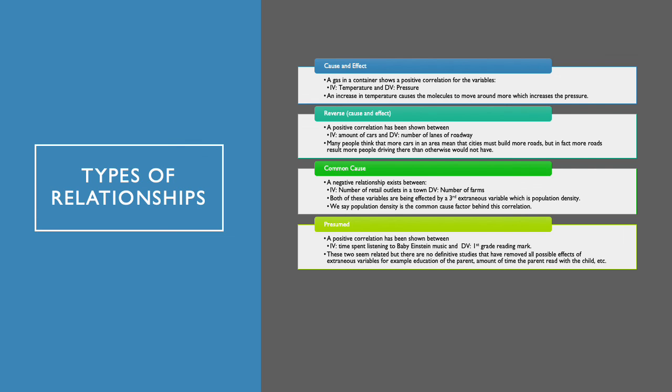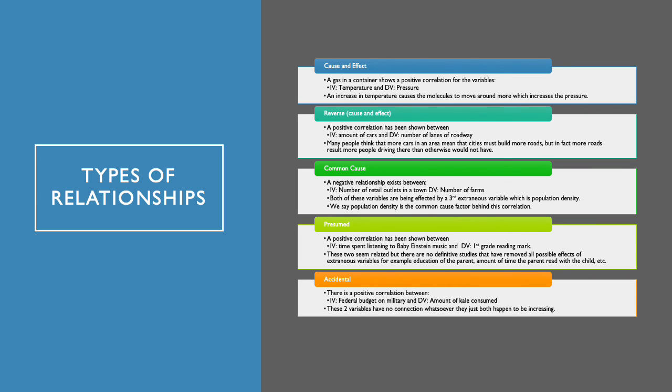What's more likely is that there are a lot of extraneous variables going into how a person parents, and what type of parents would be showing these Baby Einstein music videos, or listening to the music with their babies, and that kind of thing. And then accidental relationship.